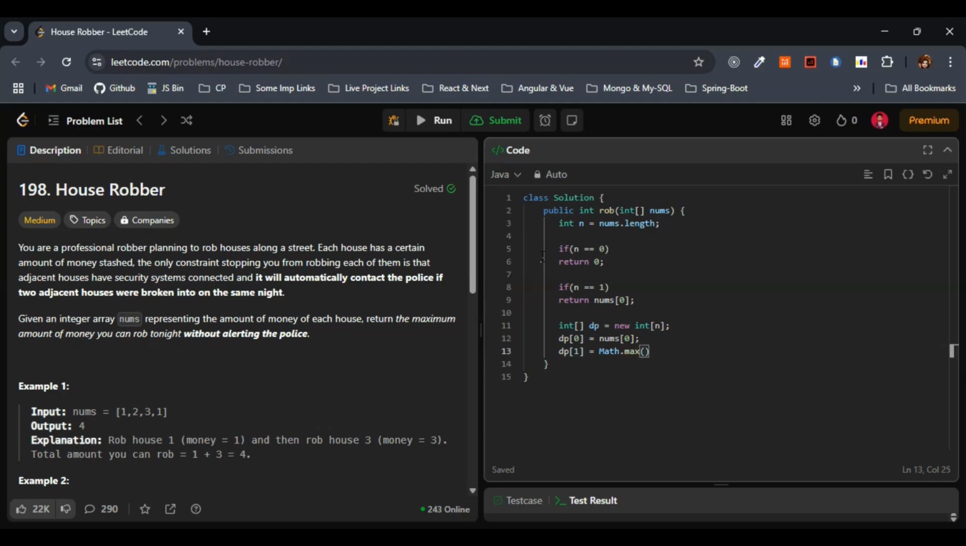So we can articulate it in this way, Math.max of nums of 0, the 0th index, and nums of 1, right? So this is nothing but max of first or second house, right? Next we have to iterate through all the houses to get the maximum amount that we can rob, right? So here we will start from 2, as we have already considered 0 and 1. Now we will iterate from the third house, nothing but i equals 2, i less than n. So let's increment the i.